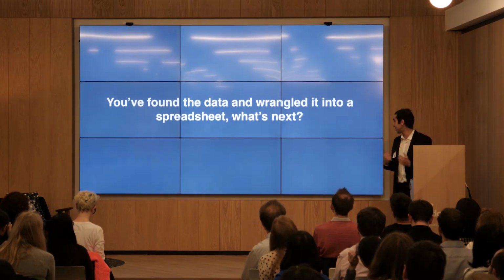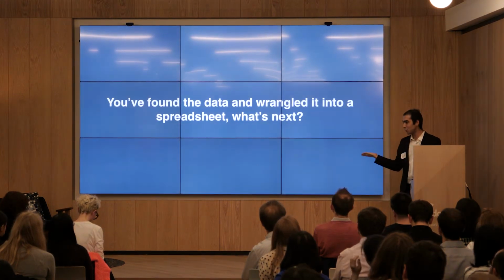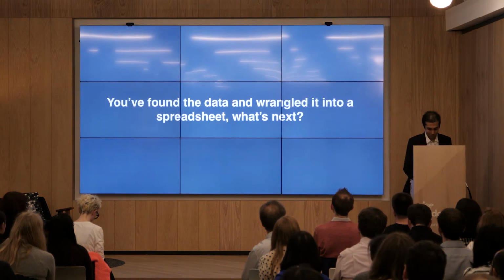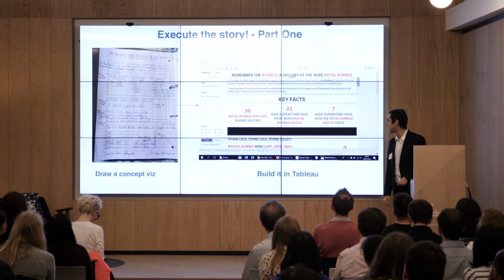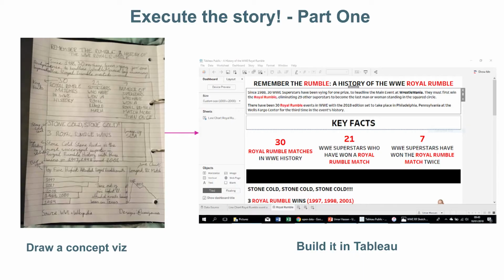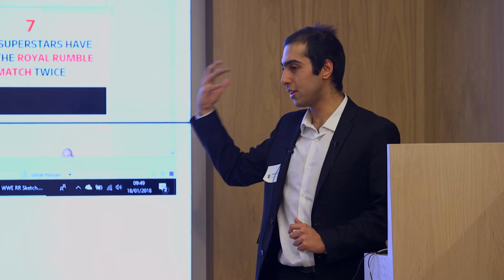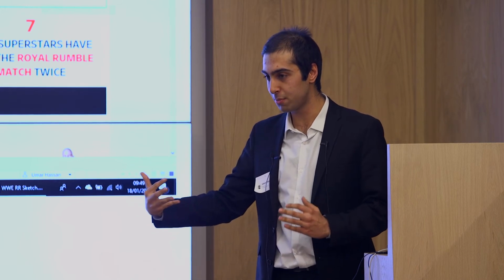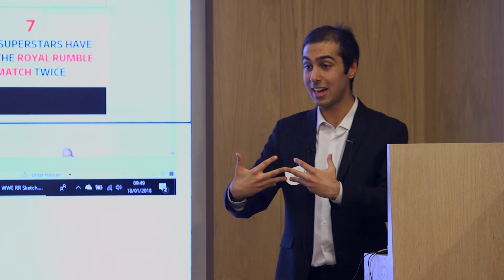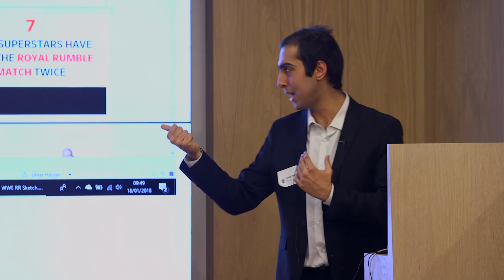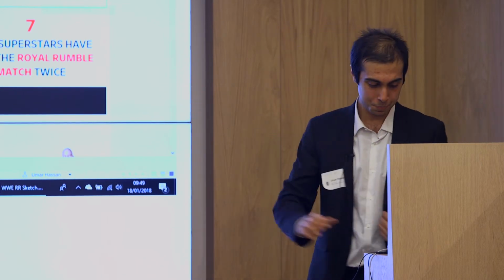What happens if you found the data and you've wrangled it into a spreadsheet? What's next? We execute the story, part one. So this is a viz I did on the Royal Rumble, well, a history of the event. So what I did was I started to draw out the visualization before I actually built it in Tableau. So I think drawing helps me to conceptualize my viz as well as understand how I want my viz to look like on paper before I build it in Tableau.